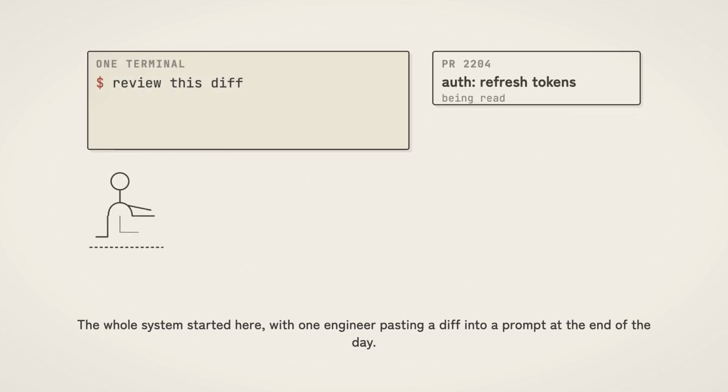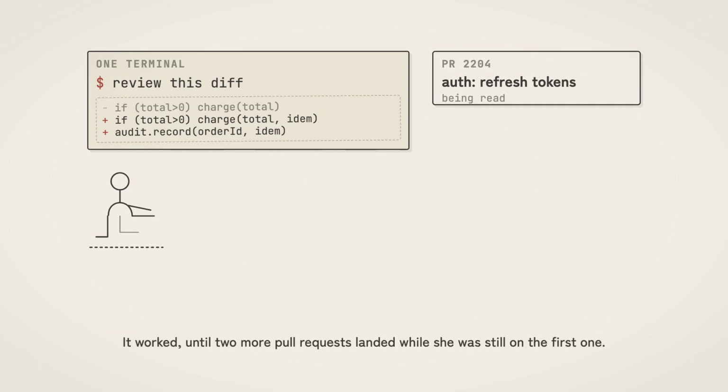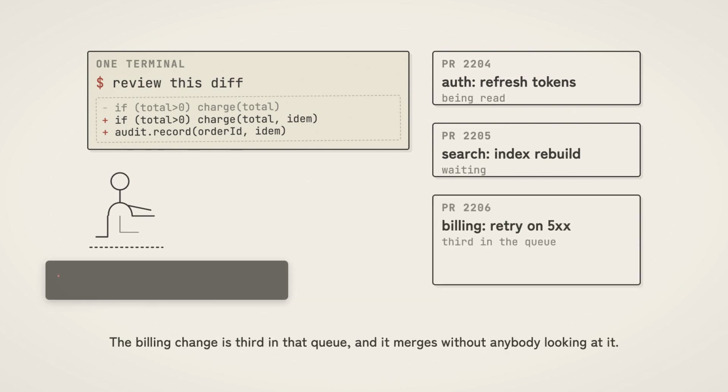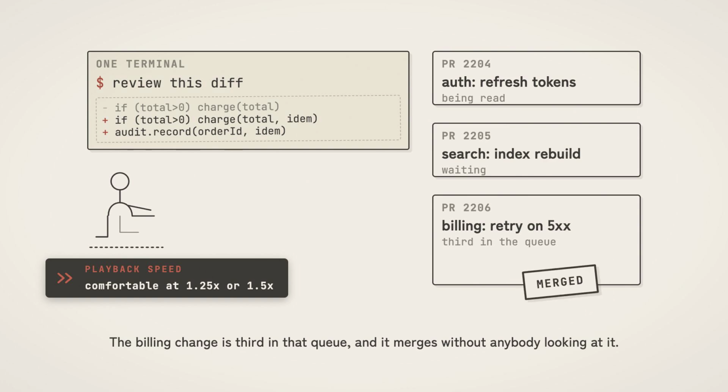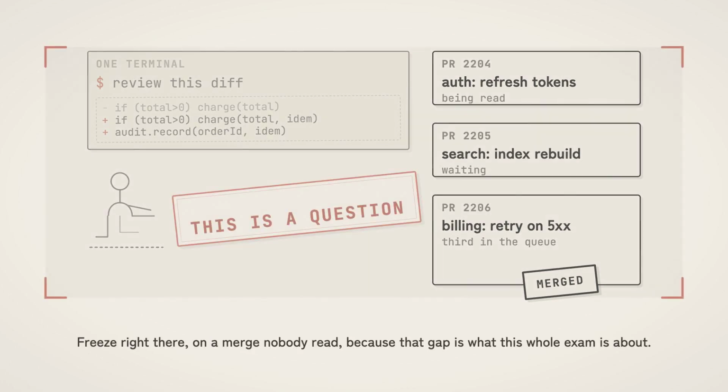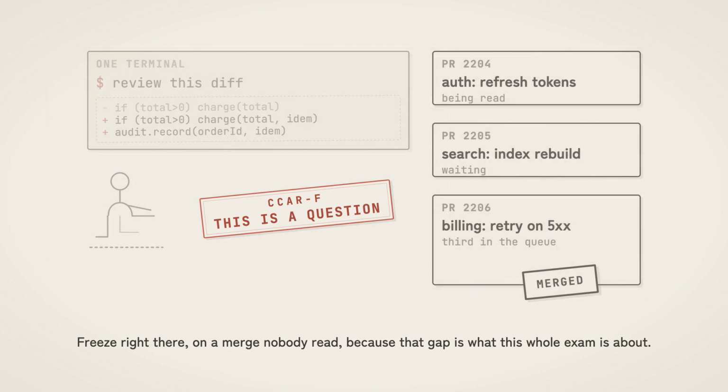The whole system started here, with one engineer pasting a diff into a prompt at the end of the day. It worked until two more pull requests landed while she was still on the first one. The billing change is third in that queue, and it merges without anybody looking at it. Nothing notices, and that's the honest part, because there's nothing in there that could notice. Freeze right there on a merge nobody read, because that gap is what this whole exam is about.